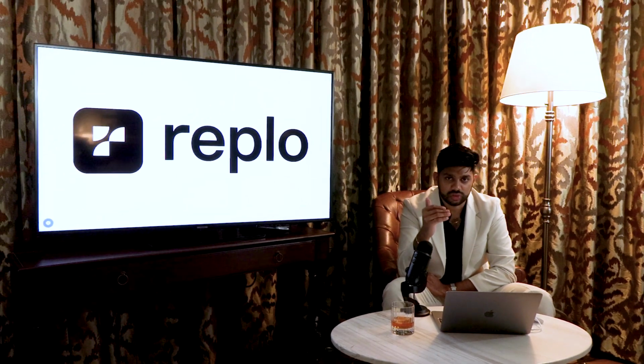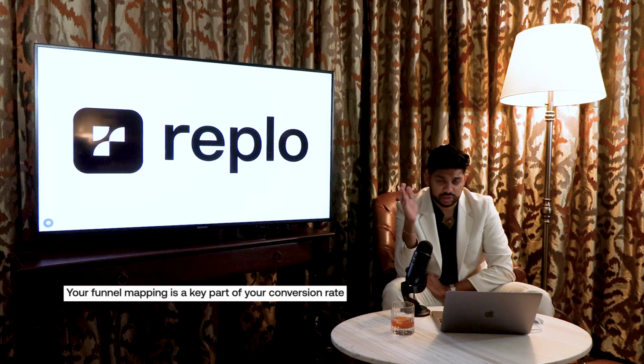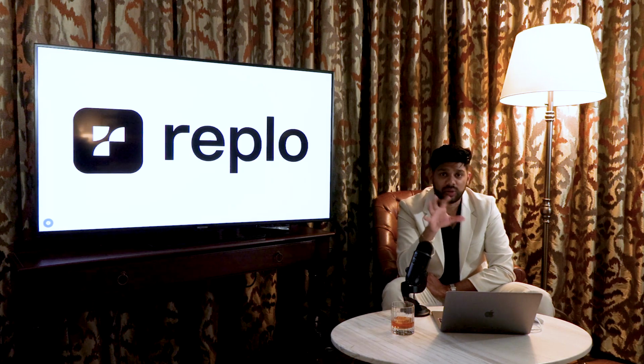After they check out, or while they are in the process of checking out, what else are you showing them to reinforce them to buy? All of those things play into your CRO. So your funnel mapping is a key part of your conversion rate. The second piece is page layout. How you have elements laid out on your page dramatically impacts how you convert people into customers.